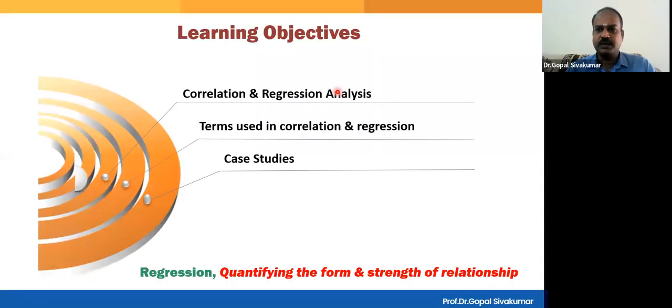So these are the modules, the topics we are going to learn here: correlation and regression analysis, and then the terms used in correlation and regression, and then we'll also see a case study.